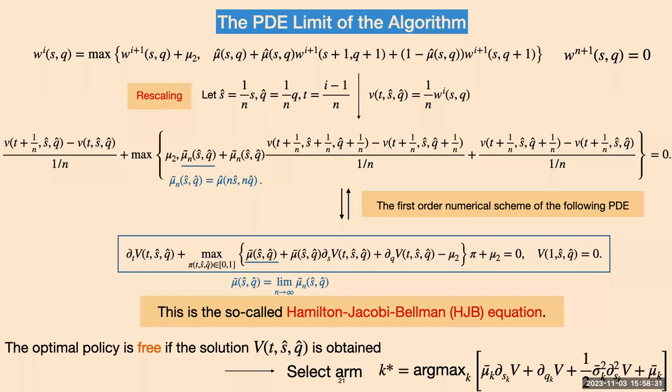Just what is pi? Oh, this pi is basically the policy we want to know. For example, if pi is 1, it means we should pull the unknown arm with probability 1. If pi is 0, then we should pull the deterministic arm. Yes, pi is a policy. Pi is between 0 and 1. It could also be a probability.